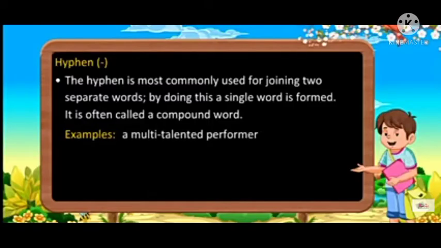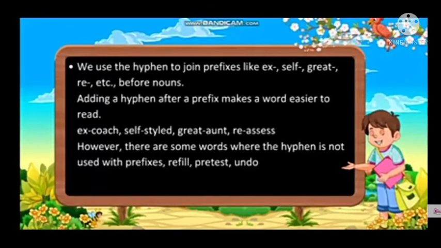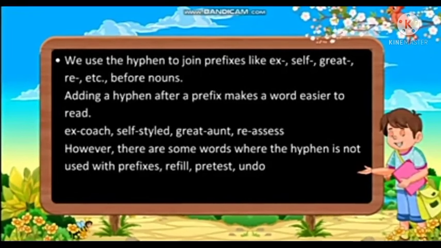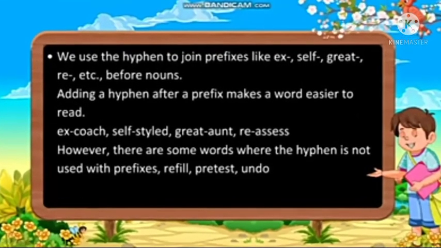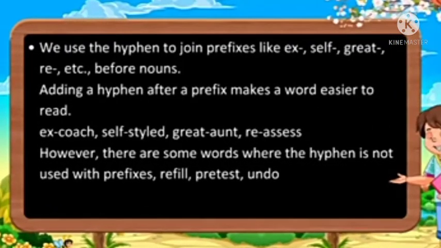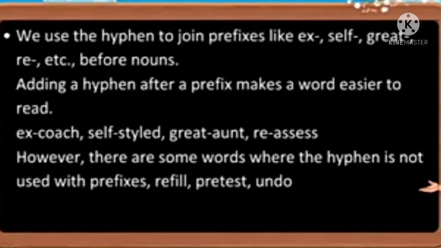Now come to the hyphen. The hyphen is most commonly used for joining two separate words. By doing this, a single word is formed. It is often called a compound word. Example, a multicolored pen, a multi-talented performer. Now, we use the hyphen to join prefixes like self, great, etc. before nouns. Adding a hyphen after a prefix makes a word easier to read. For example, self-styled, etc. However, there are some words where the hyphen is not used with prefixes, like refuel, protest, etc.